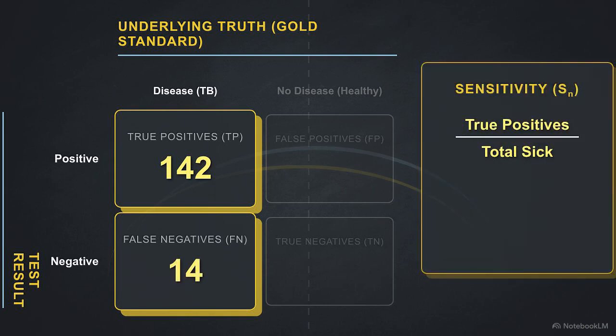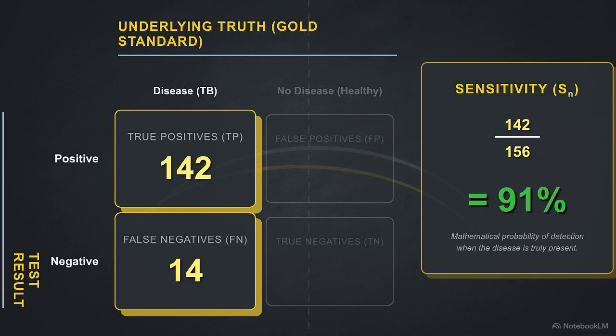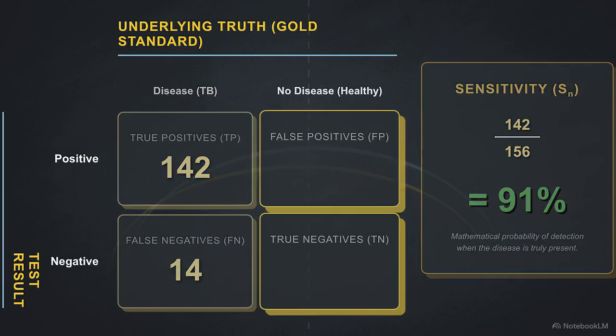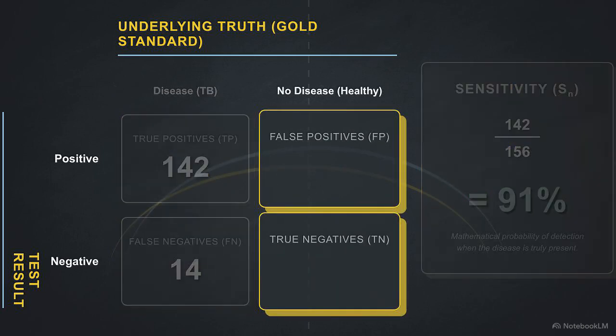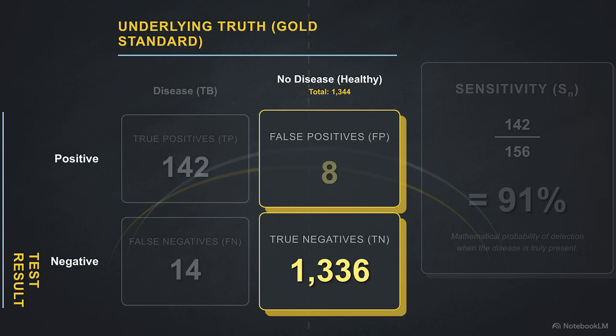If we isolate the column representing people who actually had the disease, we see 142 tested positive, while 14 slipped through the cracks. By dividing the true positives by the total number of sick people, we calculate the test's sensitivity, in this case 91%. This is the exact mathematical probability that the test will detect the disease when it is truly present.